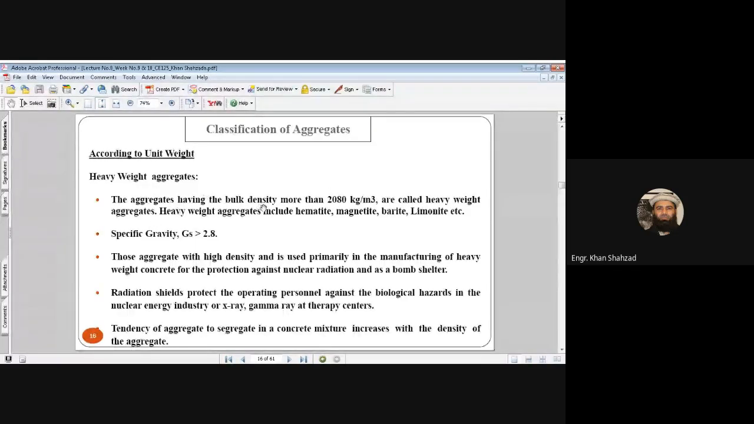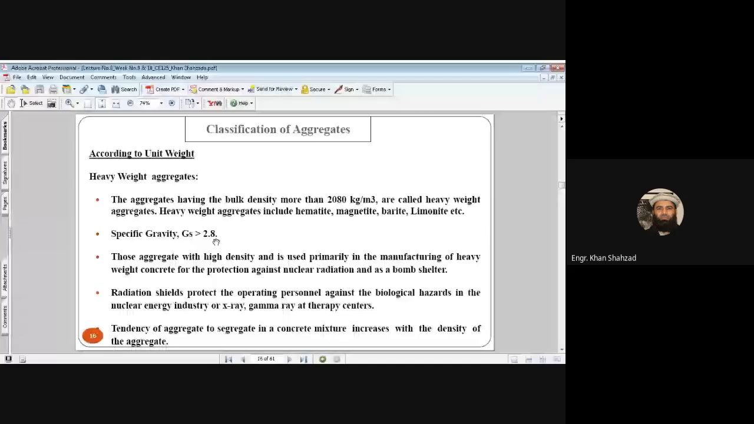Bulk density is the total weight divided by the total volume, where the total volume also includes the volume of the voids. When it is more than 2080 kilogram per cubic meter, then we call this aggregate heavyweight aggregate. Heavyweight aggregates include hematite, magnetite, barite, limonite. All these are the minerals which come in the heavyweight aggregate types. The specific gravity of heavyweight aggregate is greater than 2.8.